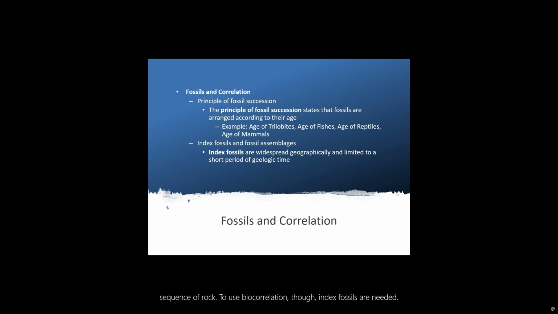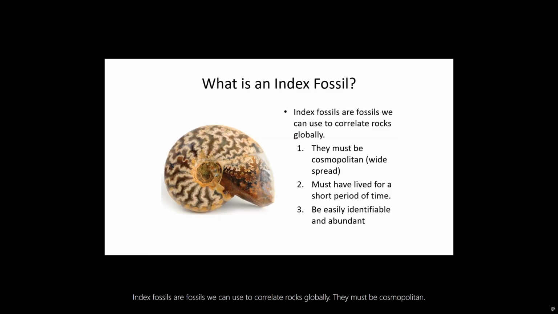To use biocorrelation, though, index fossils are needed. Index fossils are fossils we can use to correlate rocks globally. They must be cosmopolitan. This means widespread. They must have lived for a short period of geologic time. And they must be easily identifiable and abundant. The more unique they are morphologically, the better. This photo is an ammonoid. Several ammonoids are valuable as index fossils in some periods of time.